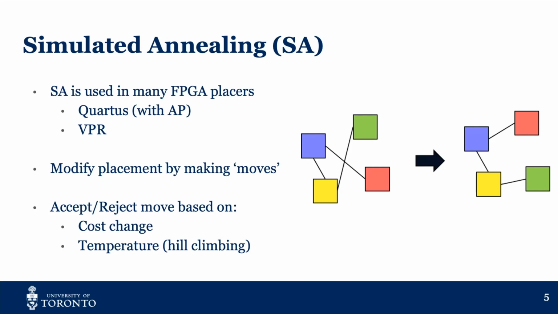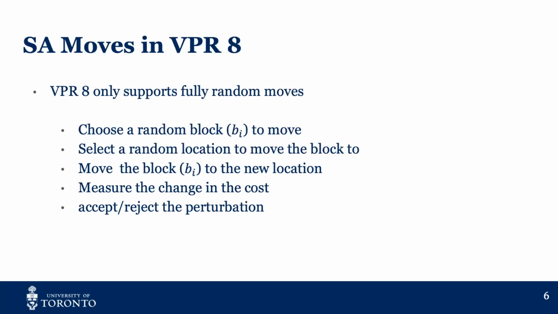In VPR, which is the platform or baseline that we implemented all of our ideas on, it only supports fully random moves, which randomly swap things that are compatible. So maybe a logic block with another logic block. And as the solution space is very large, this can take a very long runtime. So people have come up with some heuristics to make this better, such as range limiters, for example, which means I initially allow things to swap to a very far part of the device.